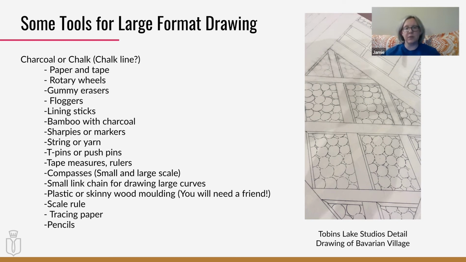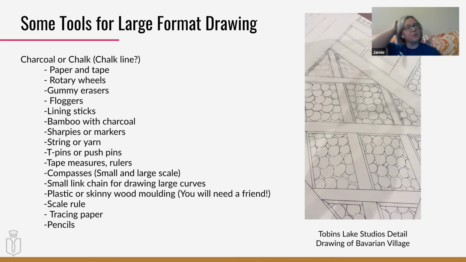Sharpies or markers, once you finally have your drawing correct and you want to make sure that these lines can be seen through multiple layers of paint. Sharpies or markers are really great for that process. String or yarn, preferably a string that is not very elastic, can be used to make a grid without actually drawing a grid out on your backdrop or your paper. That's another way to draw without adding extra lines that you may have to compensate for later.